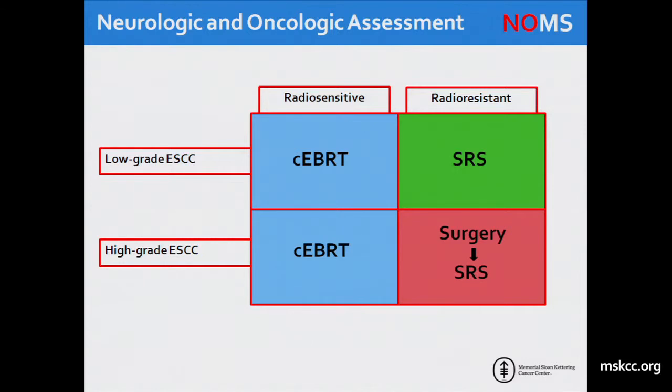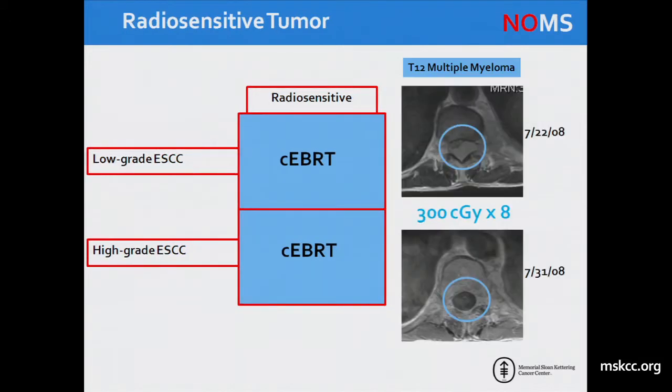If we put the neurologic and the oncologic together, this is the plot that we get. Any patient with a radiosensitive tumor, regardless of the degree of epidural extension and cord compression, unless they're neurologically deteriorating before your eyes, can fairly safely undergo conventional radiation. And here's an example of fairly significant epidural extension from multiple myeloma. And just 8 days after undergoing conventional radiation therapy, you can see that the epidural disease has resolved entirely.